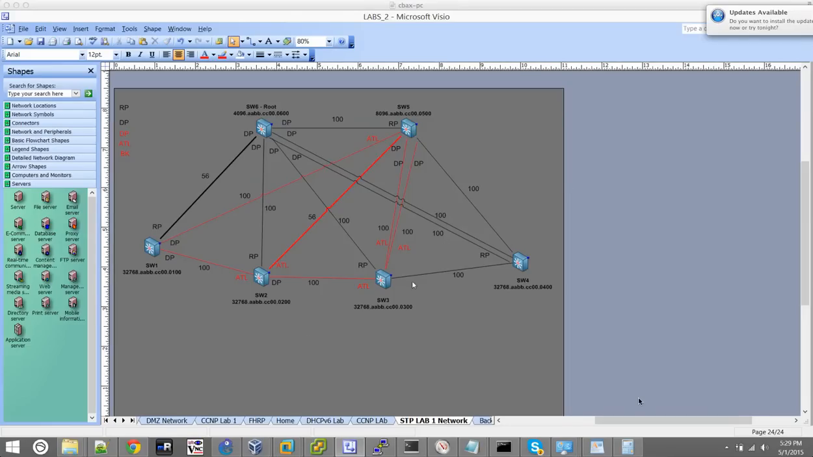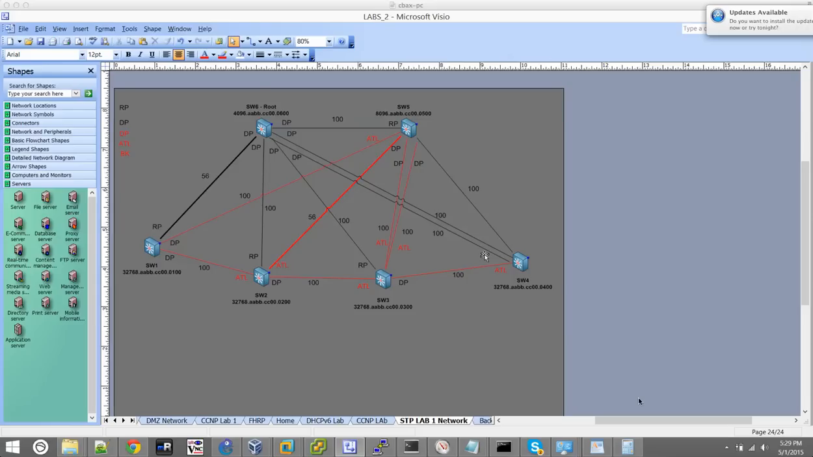So that's good. Now let's do the segment between switch 4 and switch 3. His is 100. His is 100. For the bridge ID, this guy has the lowest MAC address, so switch 3 will be the designated port in that segment, and switch 4 is going to be the alternate. That's going to be blocking.